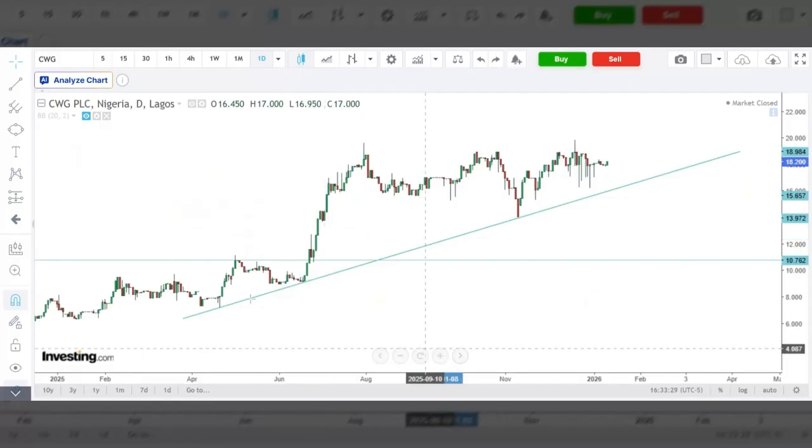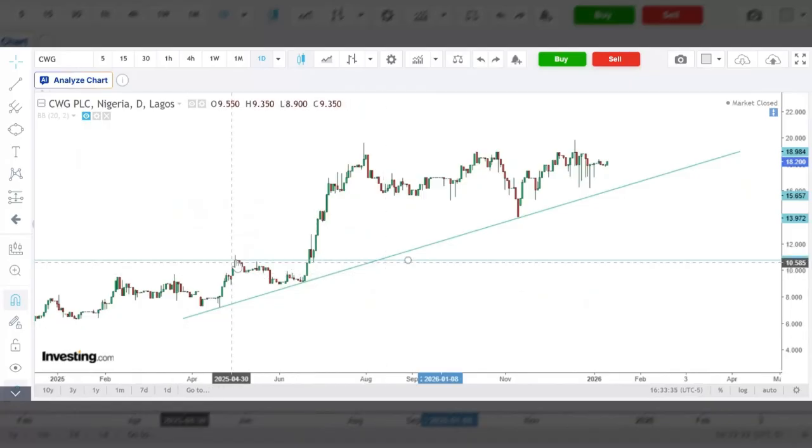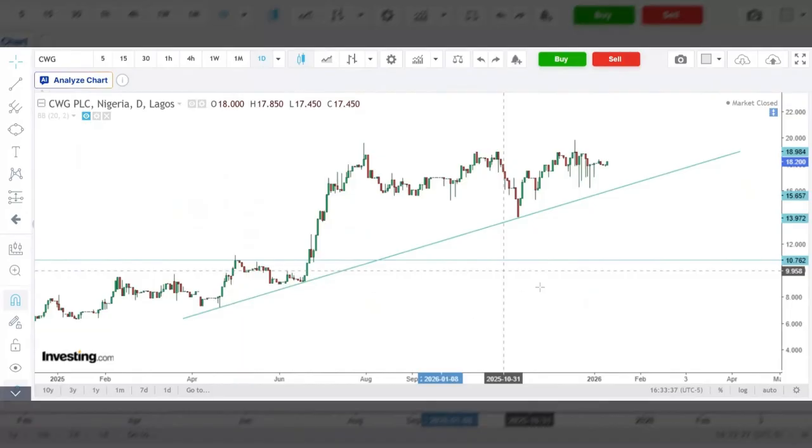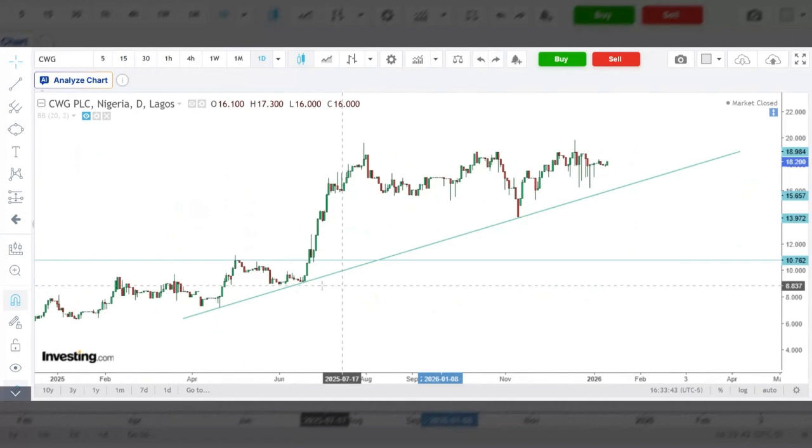So the next one, I started drawing the support and the resistance line. This is the first line. This is going to be a resistance and also a support. Why I say it's a resistance and support, because this is my trend line here.